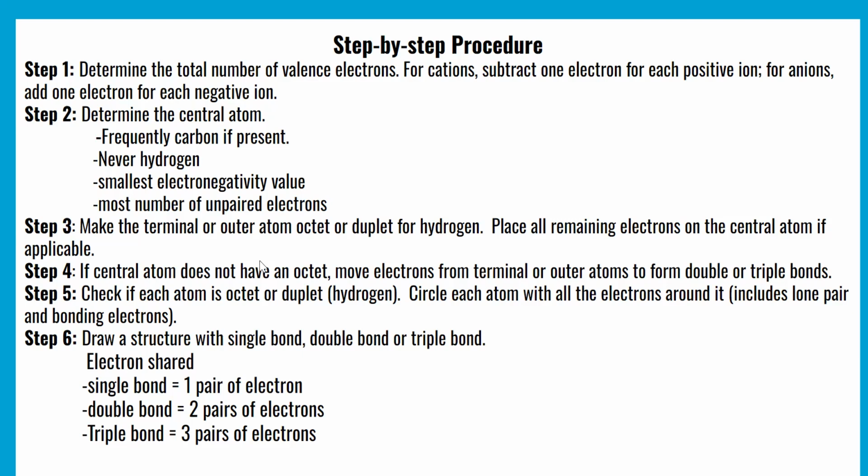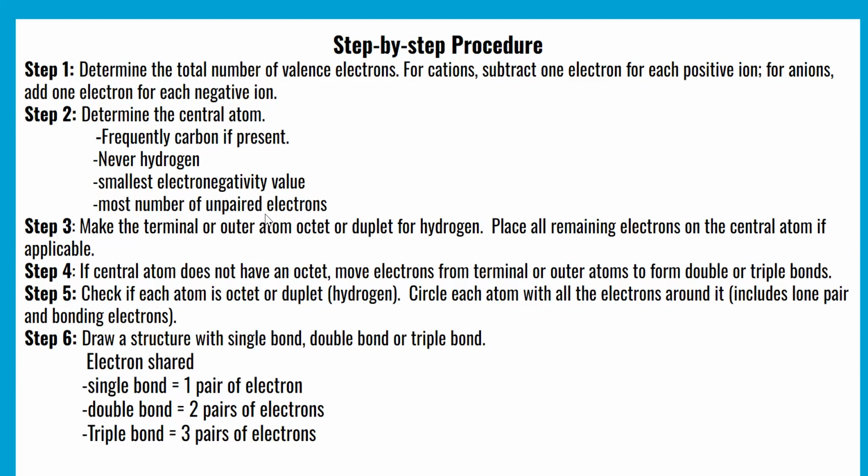Then look at the electronegativity value of each atom. The one that has the smallest electronegativity value is the one to be the central atom. And you can also determine the central atom by checking the atom with the most unpaired electrons. Step 3, make the terminal atoms stable.